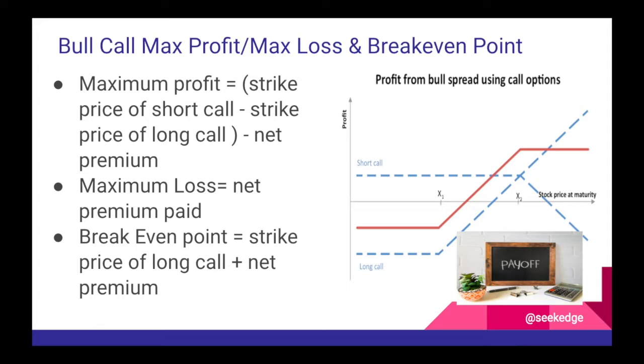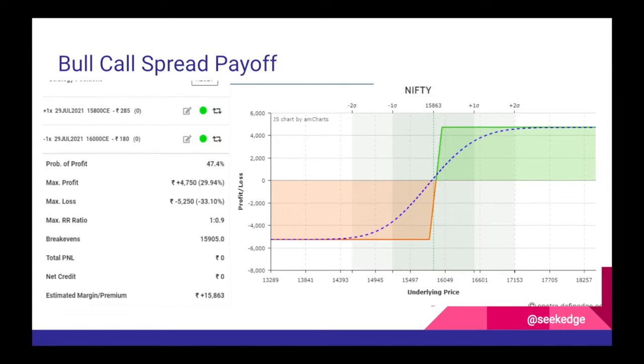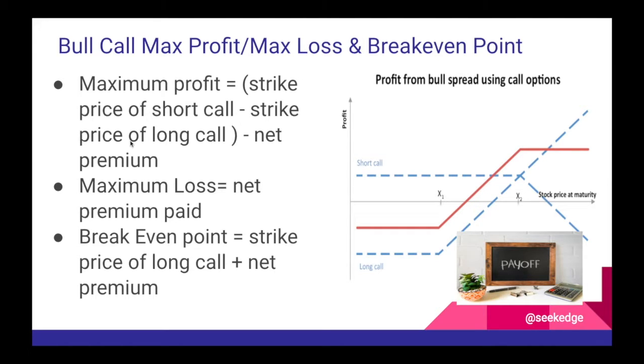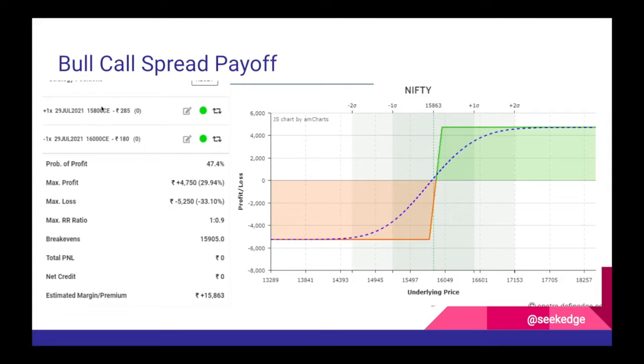Let's move ahead and see the bull call maximum profit, maximum loss and the break even point. Maximum profit is calculated, and it's not very complicated, as the difference in the strikes minus the net premium. The net premium is the difference of 285 and 180. The strikes are 15,800 and 16,000, and the difference of that is 200.